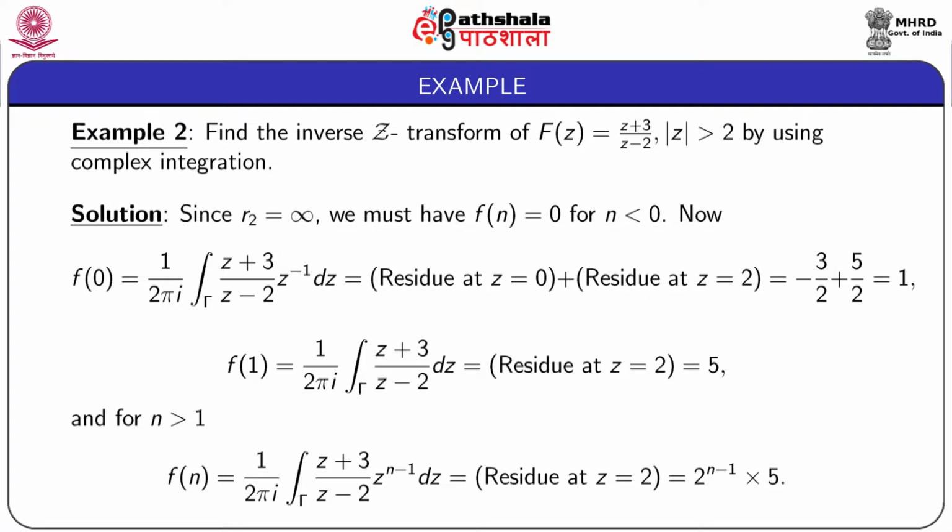Now, for n greater than 1, f(n) is equal to 1/(2πi) times the integral of (z + 3)/(z - 2) z to the power n minus 1 dz, and this integration is equal to the residue at z equal to 2, which can be calculated to be equal to 2 to the power n minus 1 into 5. So, f0, f1 and f(n) are obtained by using complex integration for n greater than or equal to 0, which is the inverse of capital F(z).